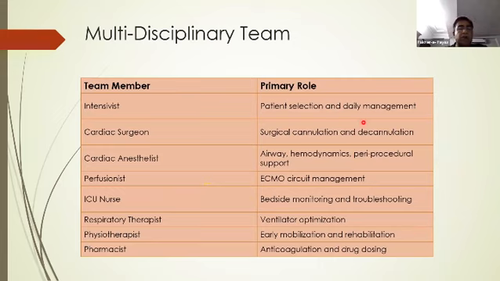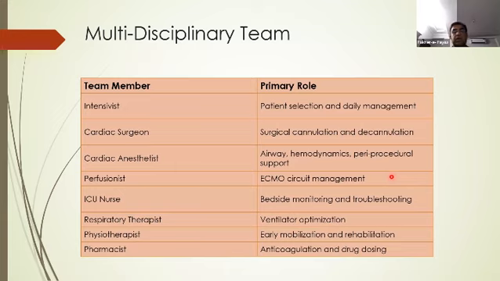So what are the heroes of this team? The intensivist is the team leader; patient selection and daily management is his responsibility. The cardiac surgeon plays a pivotal role of cannulating and decannulation. The cardiac anesthetist is providing the backup and the imaging facilities. And the person who deals with the console is the perfusionist: the ECMO circuit management, all the connections of the circuitry, flow changes, and if we need to change the oxygenator, it's the responsibility of the perfusionist.